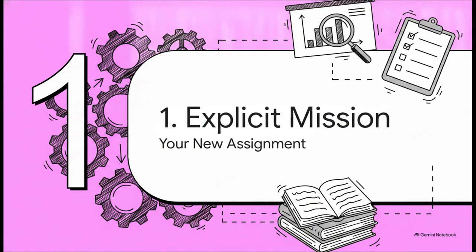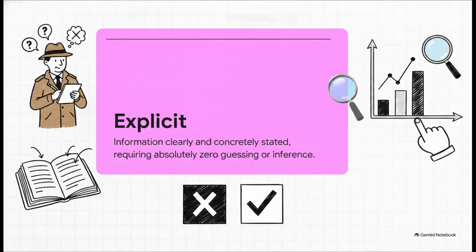All right, diving right into Section 1, the explicit information mission, your new assignment. Listen. As a data detective, your job right now isn't to play philosopher or guess what the author felt. Your only job is to extract explicit evidence directly from the page. Explicit information is clearly and concretely stated in a passage or a chart, and it requires absolutely zero guessing, no inference. If a fact is explicit, you can literally reach out and point to it on the page. It's black and white and undeniably there.